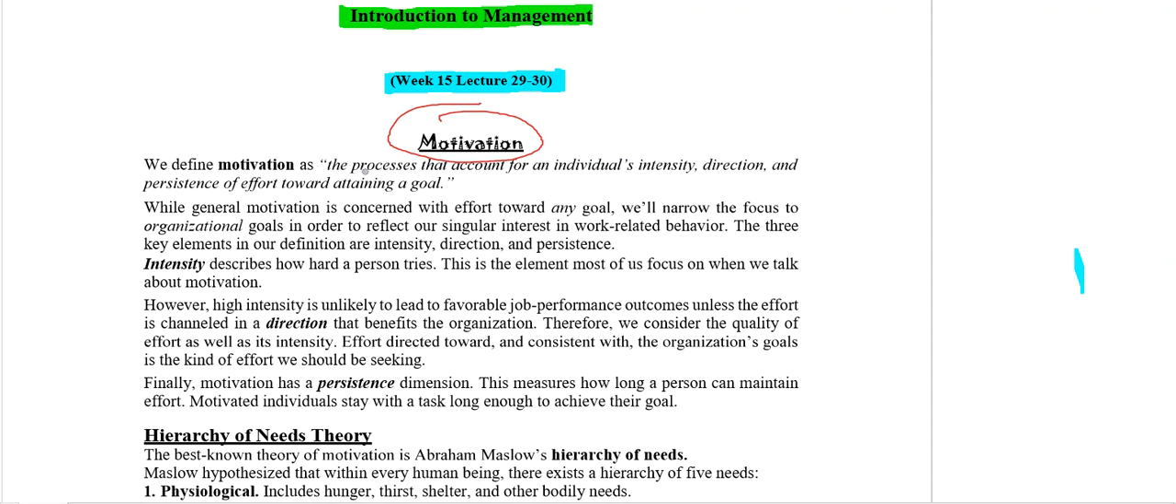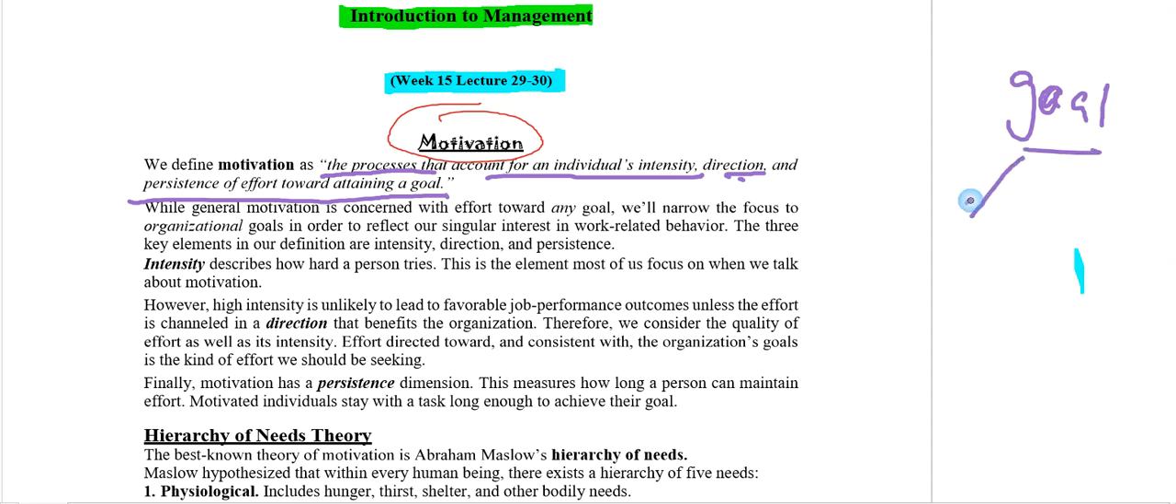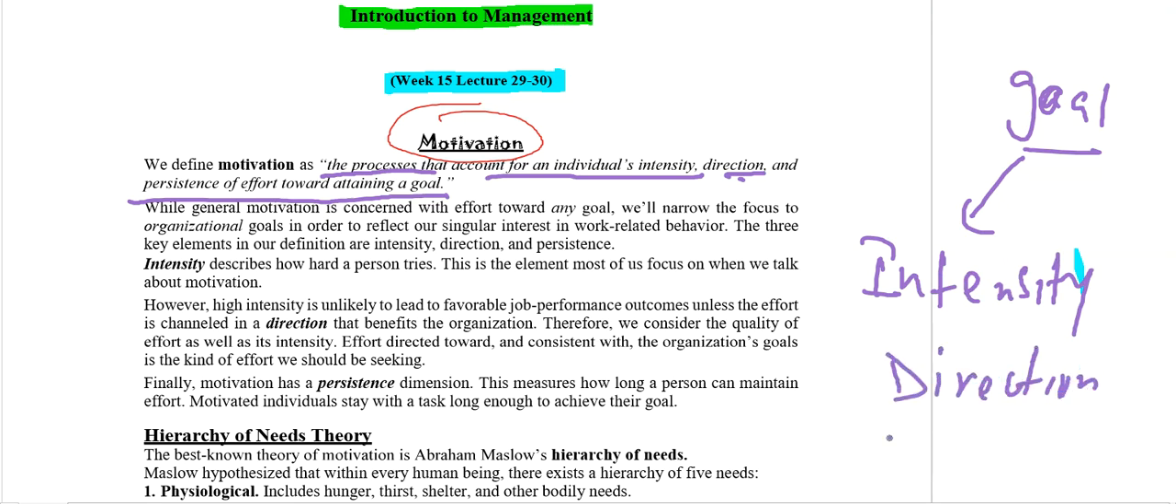Students, motivation is the processes that account for an individual's intensity, number one. Number two, direction. Number three, persistence of efforts towards attainment of a goal. So students, what is motivation? Motivation means I have, number one, a goal. Number two, in order to achieve the goal, number one, I have intensity. Number two, I have good direction, and I have persistence of effort towards attainment of the goal.